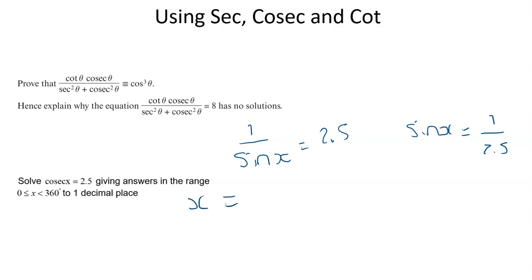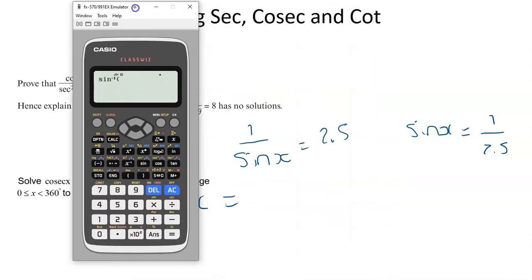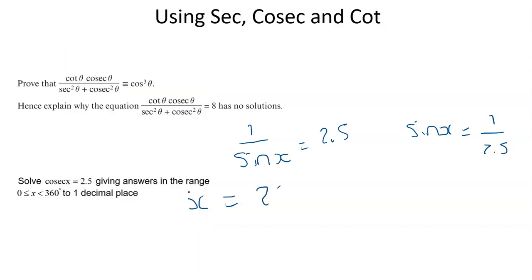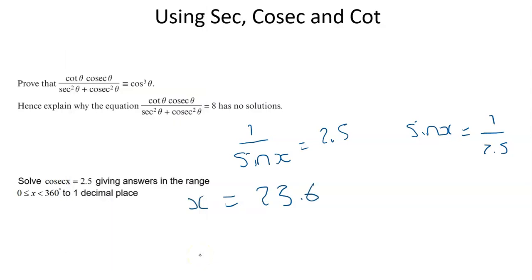So x is going to equal shift sine 1 divided by 2.5. And we get the answer of 23.6. We'll round it up.